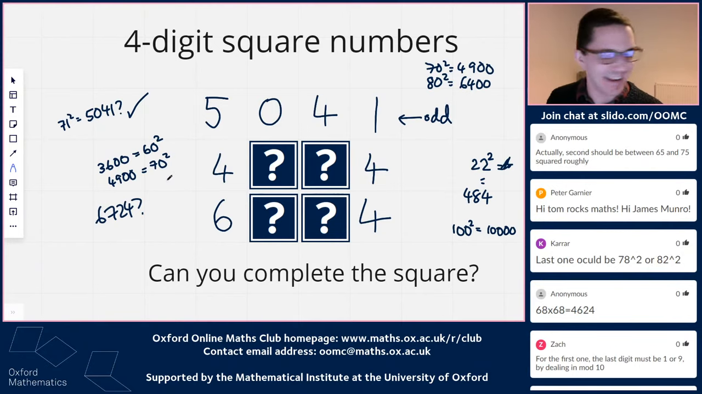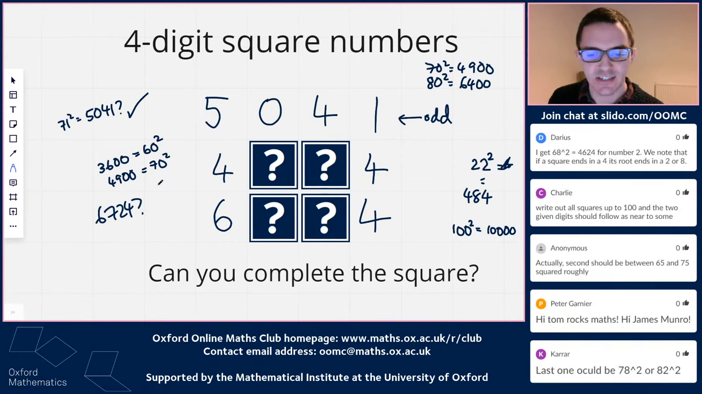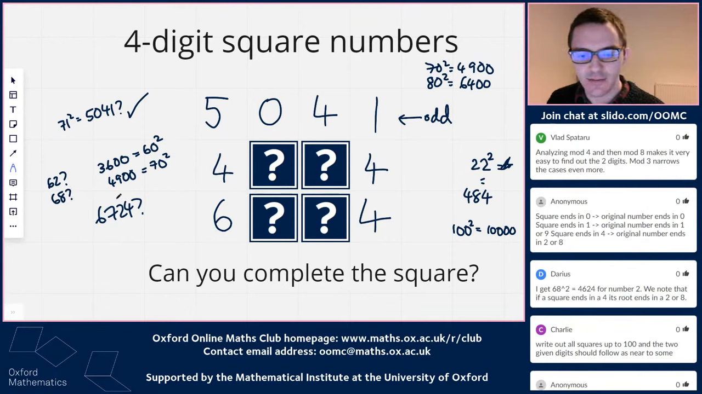So people in chat are saying we should look at the last digit as well. If you think about the last digit, then maybe it's 2, because if you end in 2, then your square ends in 4. More on that in a minute. Maybe it's a number that ends in 2, like 62. Or maybe it's a number that ends in 8, like 68. And in fact, this turns out to be the square of 68, I think.